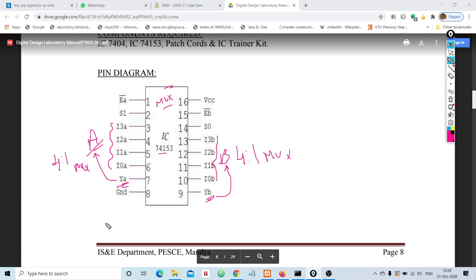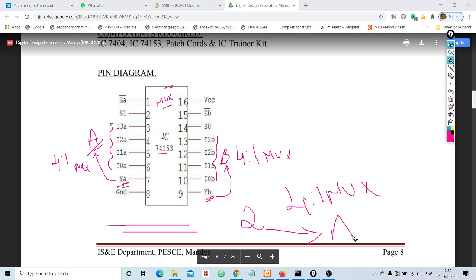So at a high level, we can understand that the IC 74153 will have two 4:1 multiplexers, right? And which are those two? We have labeled the first multiplexer as A and the second as B. And what are S1 and S0? They are nothing but control lines or selection lines. How many selection lines will be there in a 4:1 multiplexer? 2, correct. So that's why S0 and S1 are selection lines. And what are EA bar and EB bar? E stands for enable pin.